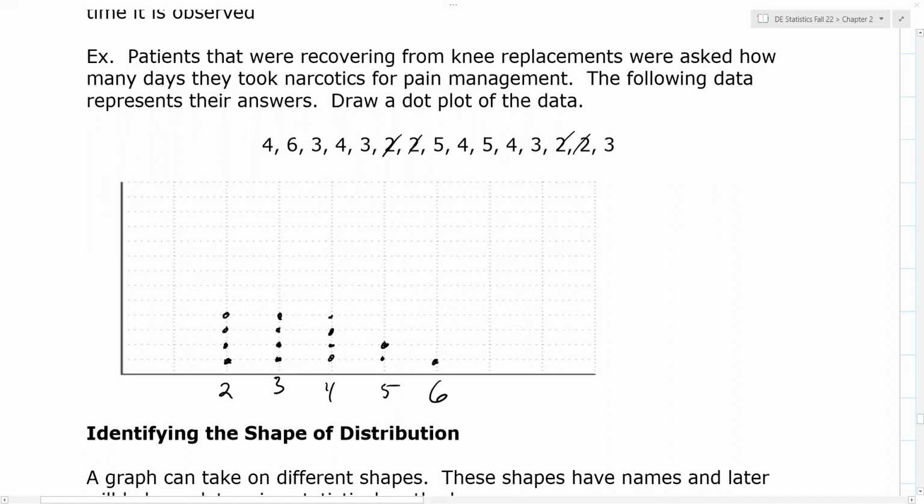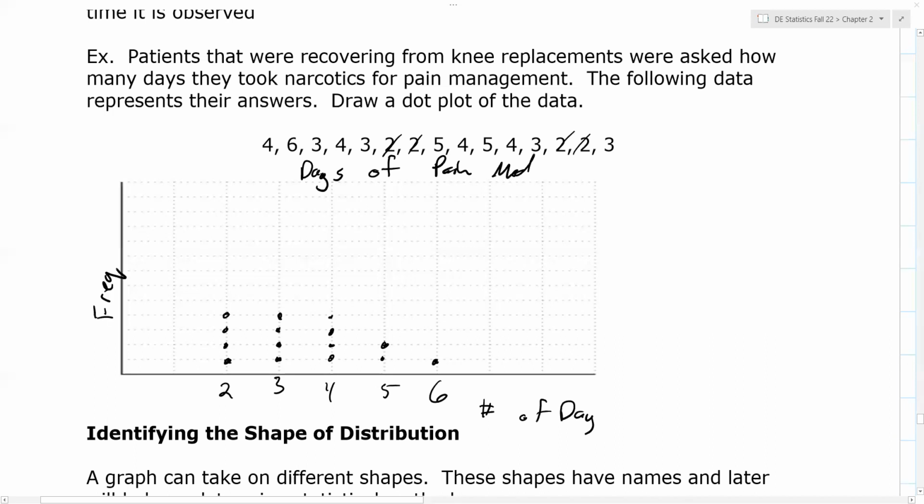And then again, because we actually have a kind of a backstory for this data set, we would want to make sure we include a title. So days of pain meds. This would be number of days. And this would be our frequency.